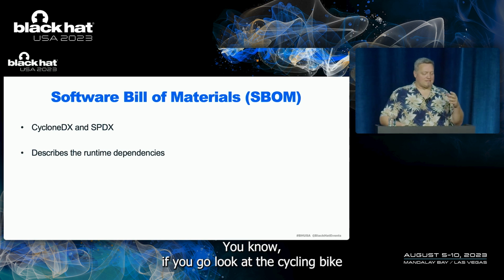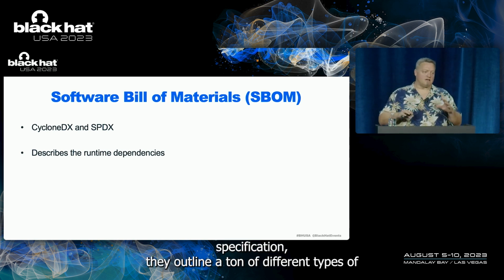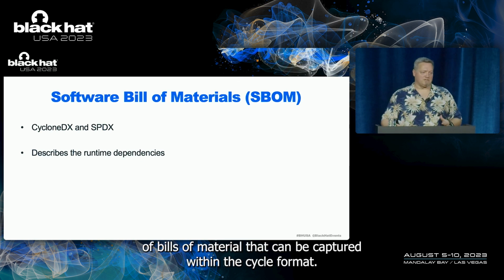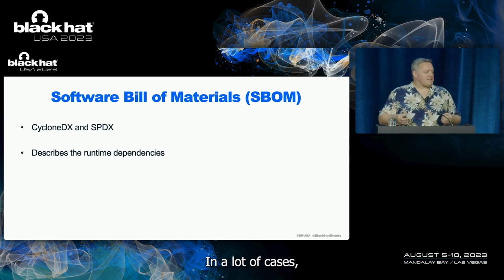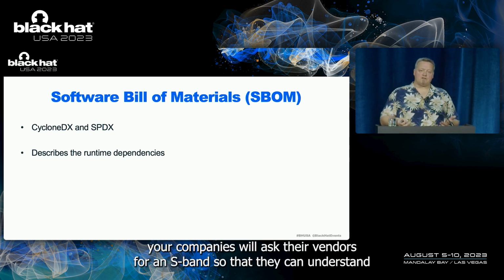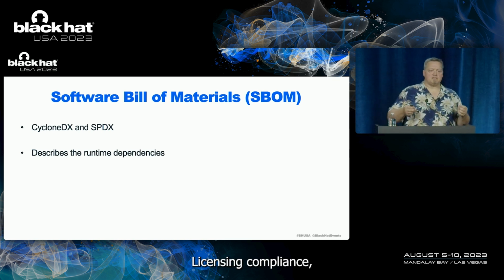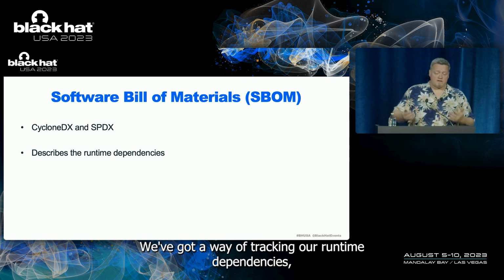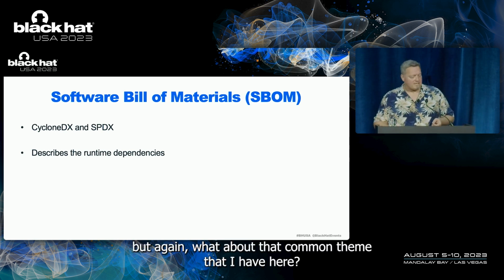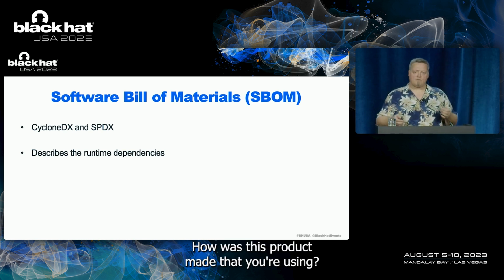If you go look at the CycloneDX specification, they outline a ton of different types of bills of material that can be captured within the CycloneDX format. In a lot of cases, companies will ask their vendors for an SBOM so that they can understand if there are any risks with using that software for vulnerability, licensing compliance, or legal compliance reasons. So it's great. We've got a way of tracking our runtime dependencies. But again, what about that common theme that I have here? What about your build dependencies? How was this product made that you're using?